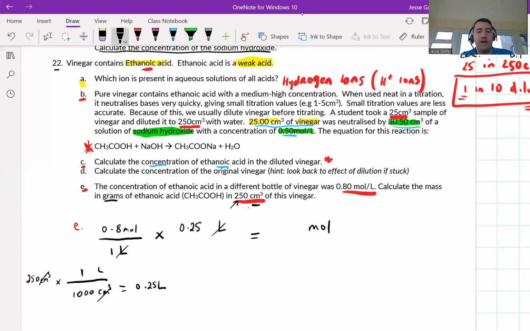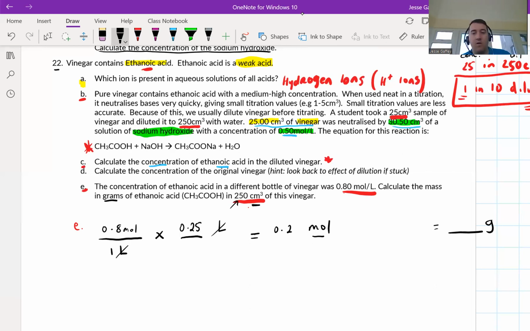Go ahead, stick that in the calculator, and we should get a number of moles in our answer. What you should have got here is 0.2 moles. Okay, so we have 0.2 moles when we use a quarter or 0.25 liters. We get 0.2 moles of ethanolic acid. All right, the next thing we got to do is go from moles to grams of ethanolic acid. All right, so we want our answer over here to be in grams.